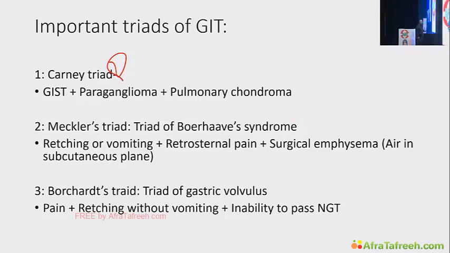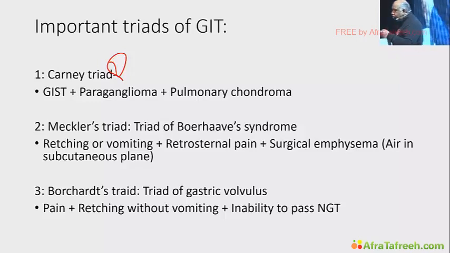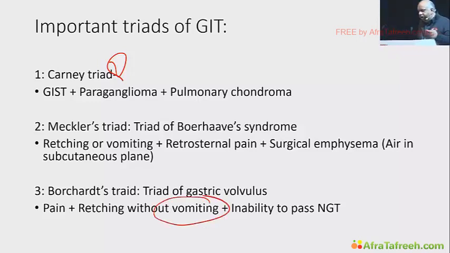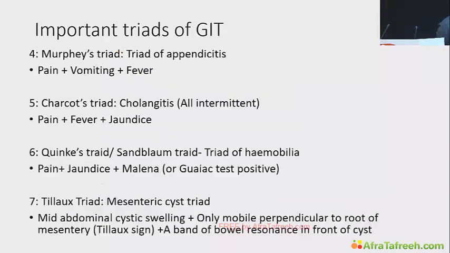Mackler's triad is Boerhaave syndrome. Boerhaave is spontaneous tear of the esophagus, with vomiting, pain, and emphysema. Borchardt's triad is volvulus, pain, retching. No vomiting. This is very important. In Borchardt's, there is no vomiting, only pain and retching. And you cannot pass your Ryle's tube.